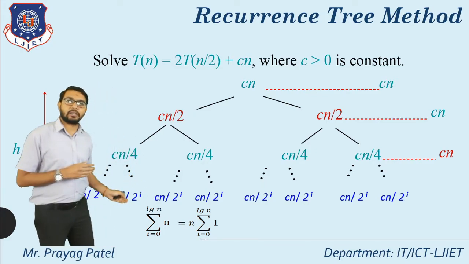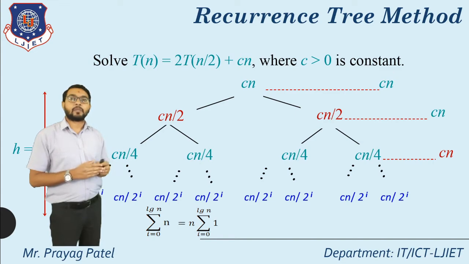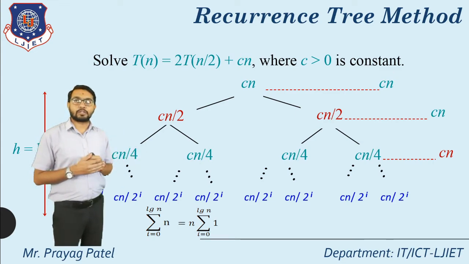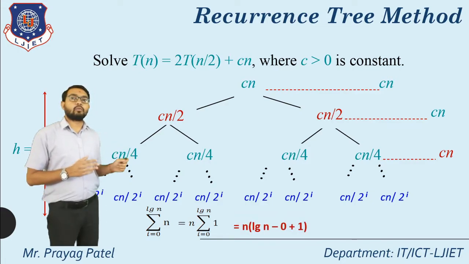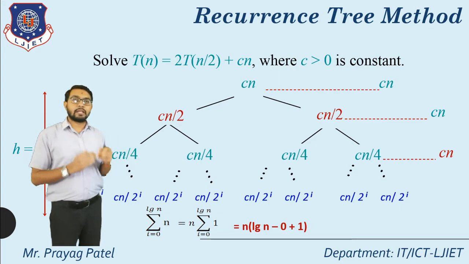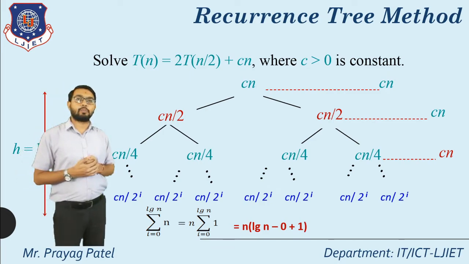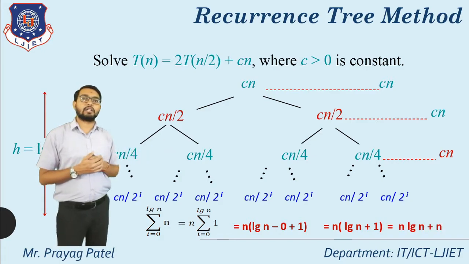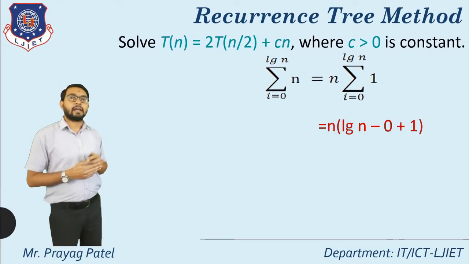So here consider the summation as sigma I equals 0 to log N, value N. Now solve this equation. N is a constant, so N sigma I equals 0 to log N, value 1. Now solve this equation: equal to N into log N minus 0 plus 1, according to the upper limit minus lower limit plus 1 formula. So here the value is N log N minus 0 plus 1, equal to N log N plus 1. Now divide this equation into two parts, N log N plus N. So the final complexity is N log N.